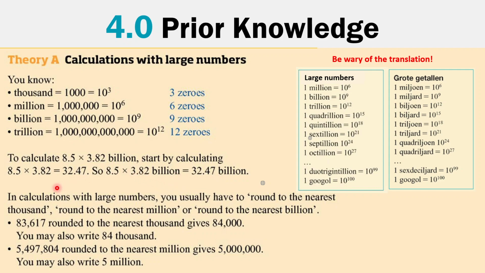In calculation with large numbers, you usually have to round to the nearest thousand, to the nearest million, billion. Be sure that you know the rounding rules, right? So if you round this to thousands, that means 83,000, 84,000, 85,000, etc. Here it means rounding up because of the 6, so we get 84,000. Rounding this to millions will give you 5 million, because this 4 here indicates we round down. You may write it with all the zeros, you may write it using the word million as well, whatever you prefer. You have a choice.